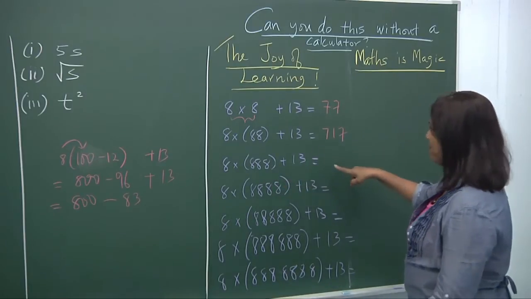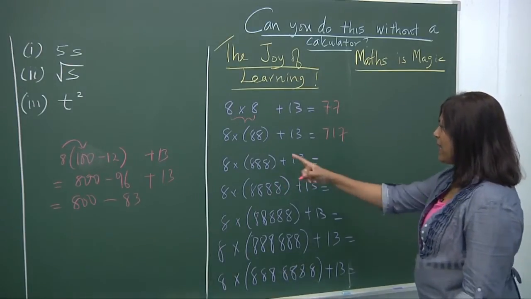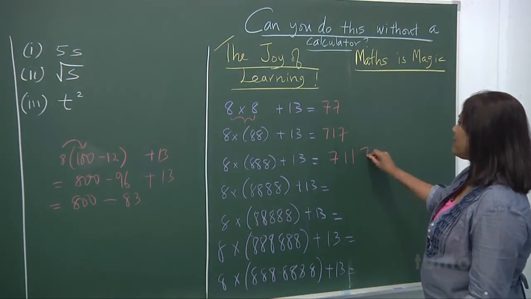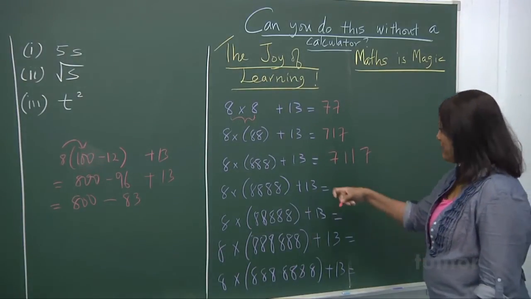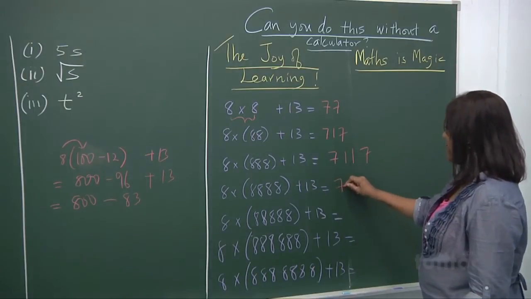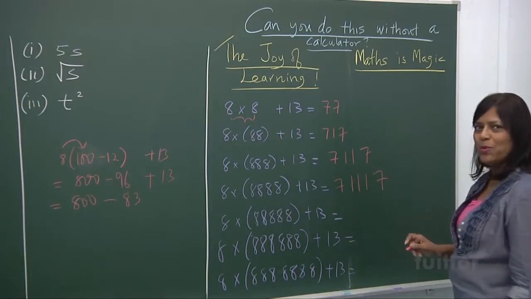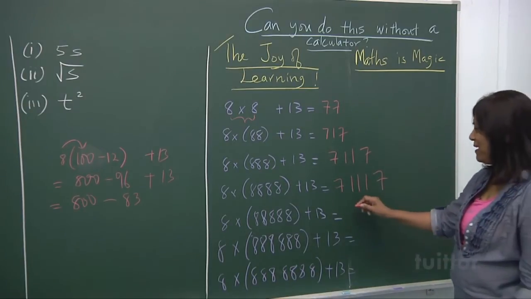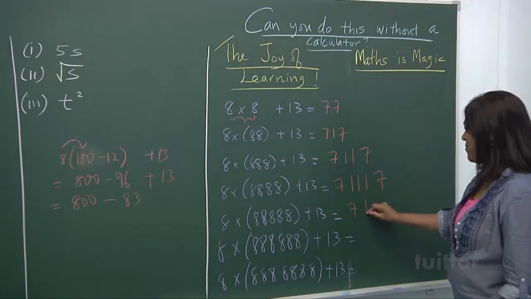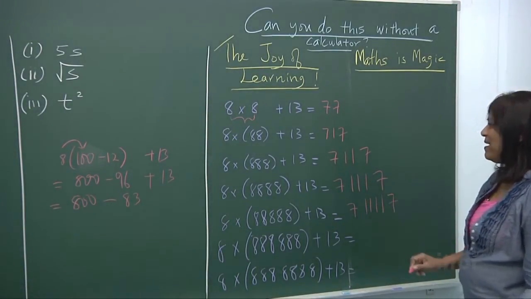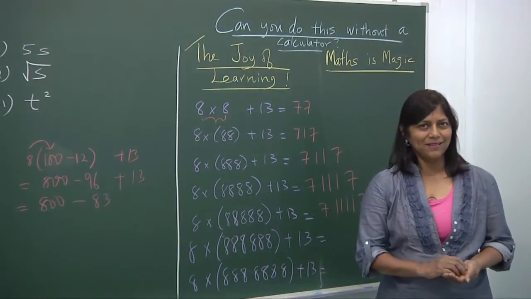Now for this sum, you can do it again the same style and you get 7117. For this sum, you get 71117. Ooh, look at the beauty of it. Here, you get 71117. Now, do you see a trick here?